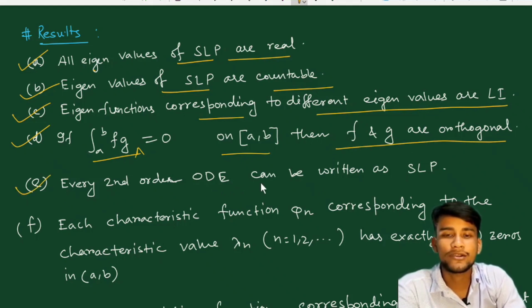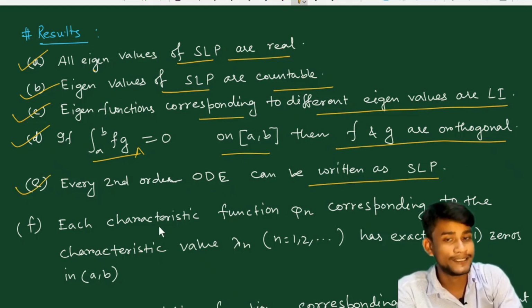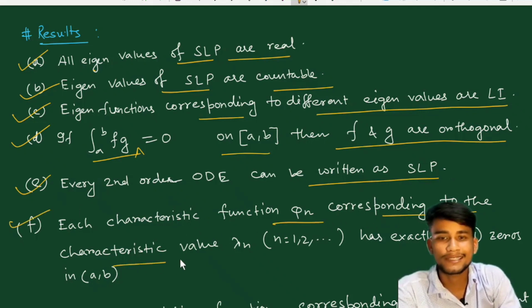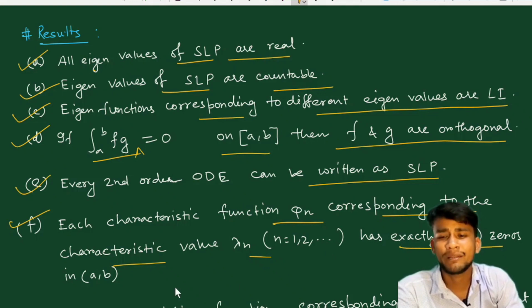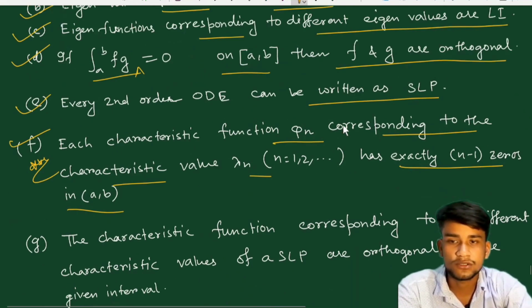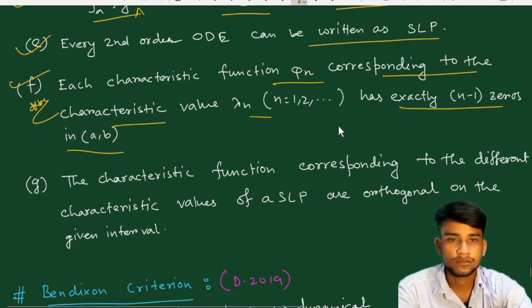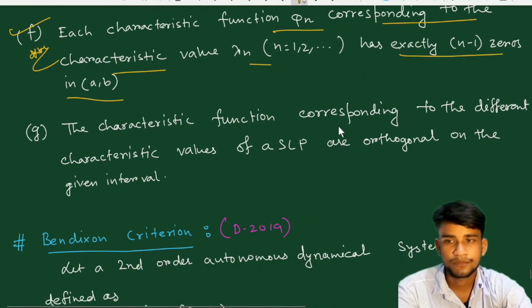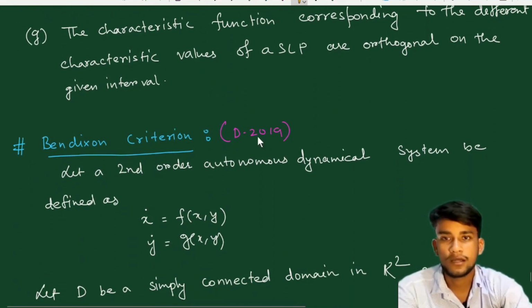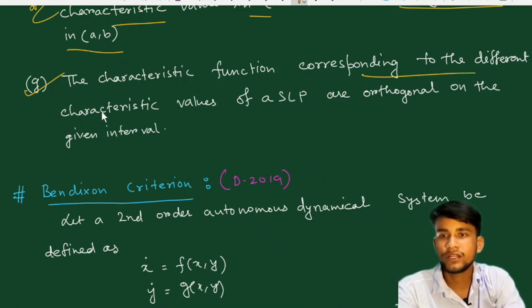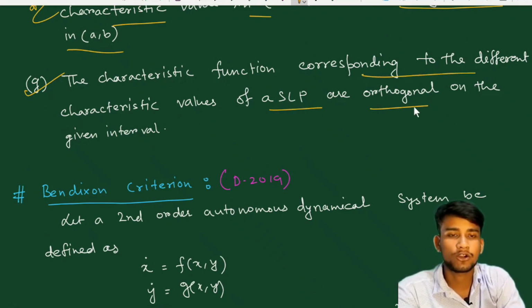Every second order ODE can be converted into an SLP. Each characteristic function phi n corresponding to the characteristic value lambda n has exactly n minus 1 zeros in (a, b). This is a very important result, n minus 1 zeros. Also, the characteristic functions corresponding to different characteristic values of an SLP are orthogonal on the given interval.